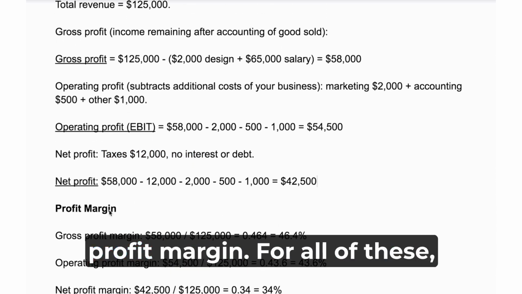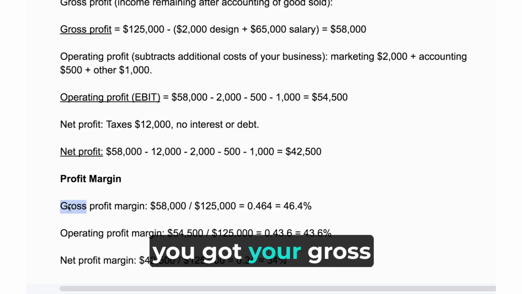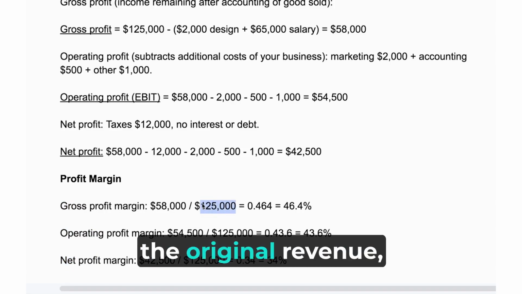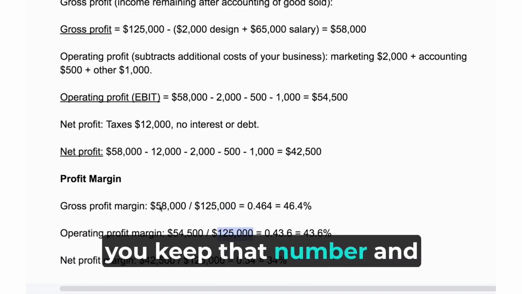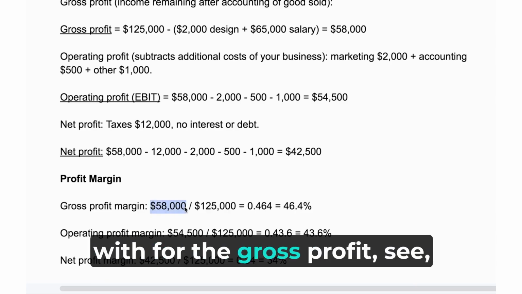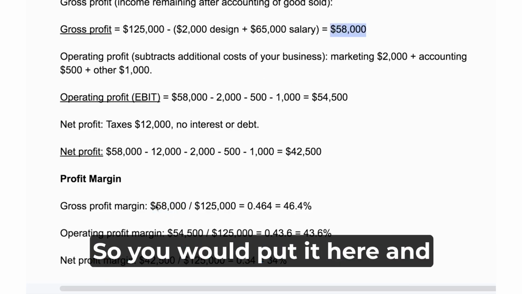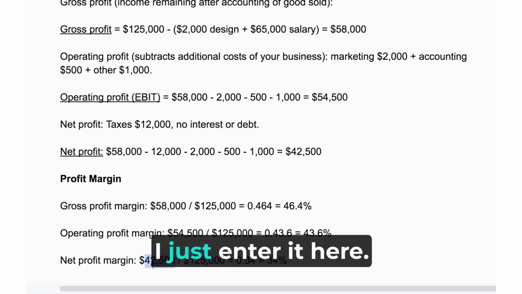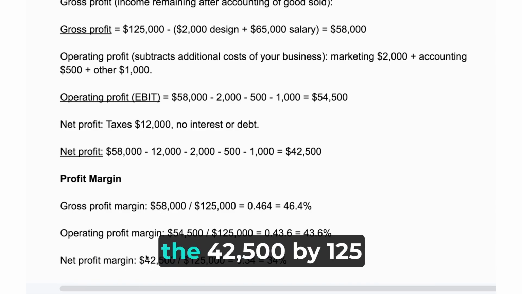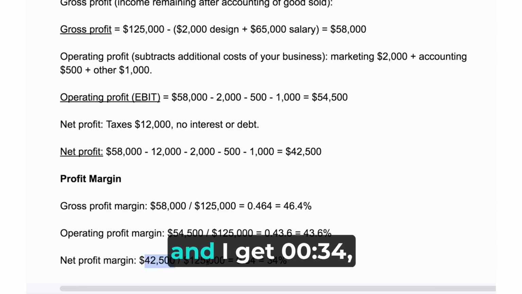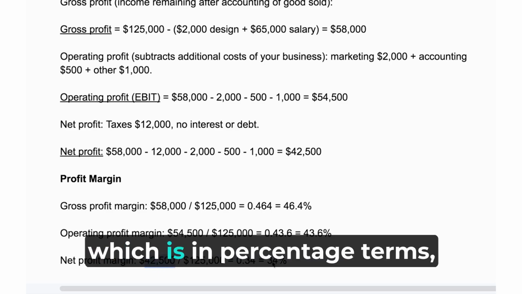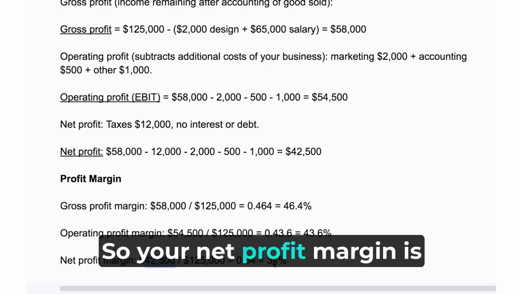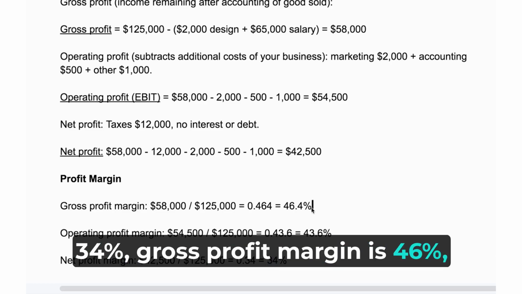Then you can calculate the profit margin for all of these. You've got your gross profit margin, operating margin, and net margin. All you do is you take the original revenue, you keep that number, and whatever number you came up with for the gross profit, see, I came up with 58,000, so you would put it here, and 42,000 for the operating profit. I just enter it here, and so I divide, for example, the 42,500 by 125, and I get 0.34, which is in percentage terms. You essentially just say 34%. So your net profit margin is 34%, gross profit margin is 46%, and so on.